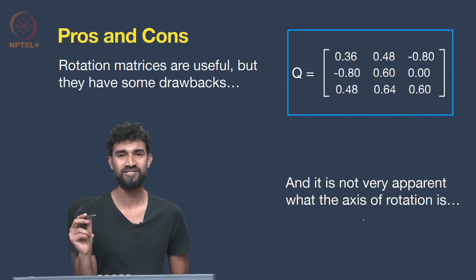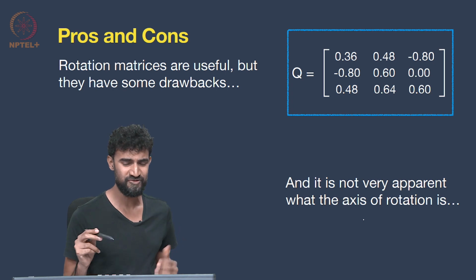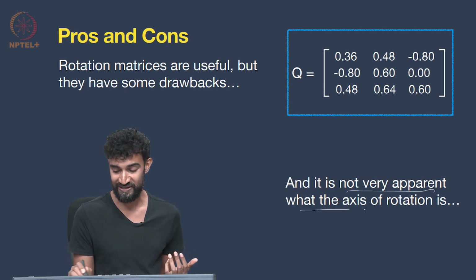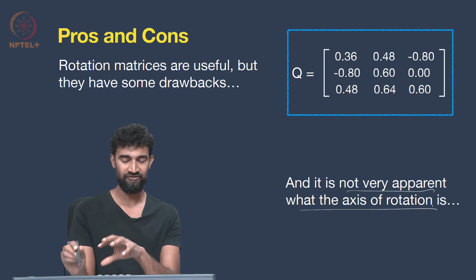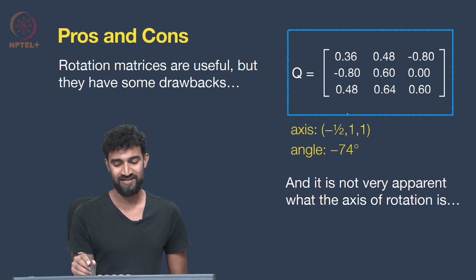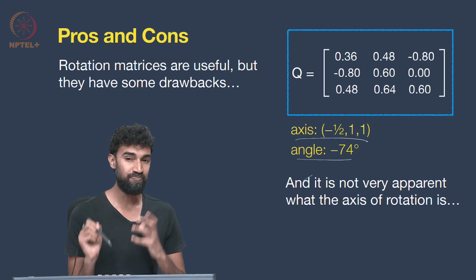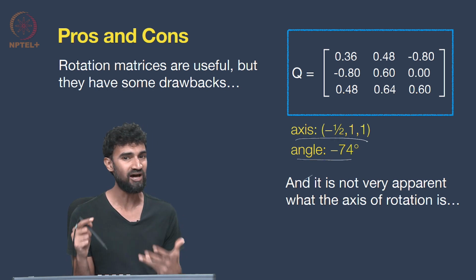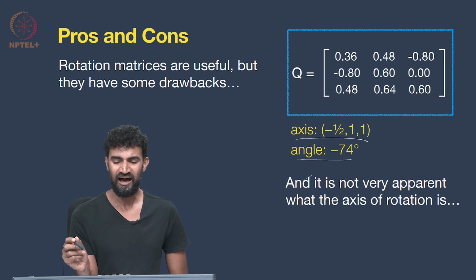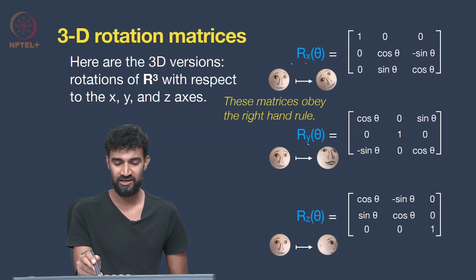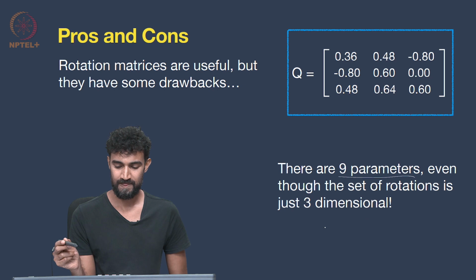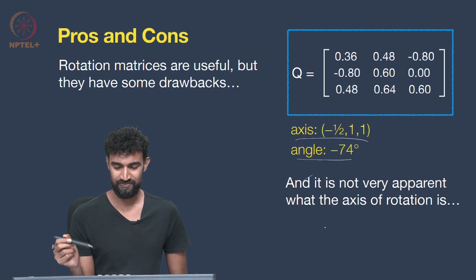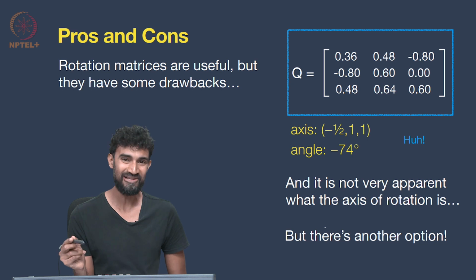So that's already a little bit annoying. But in my mind, what gives more of a headache is that it's not very apparent at all what the axis of rotation is. One has to do a lot of work to extract the axis of rotation from this matrix, and similarly, the angle. So these basic geometric properties of a rotation are not apparent from a 3D rotation matrix, unless you're in a very special case like a rotation about x, y, or z, in which case it's easier to figure out. So that is a drawback. But luckily, there is another option.